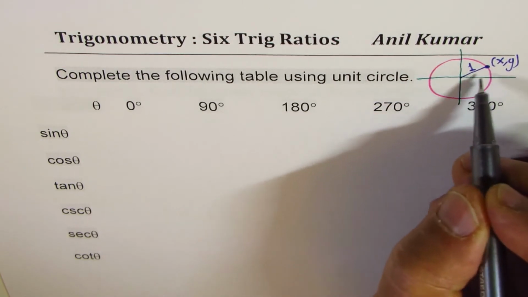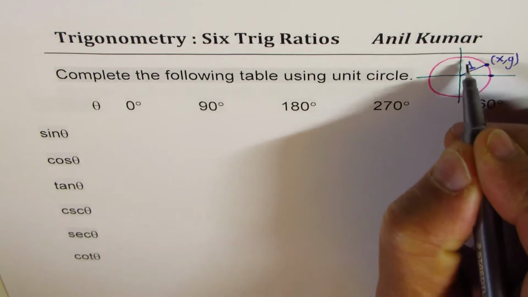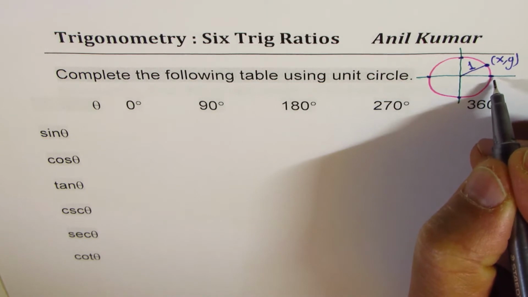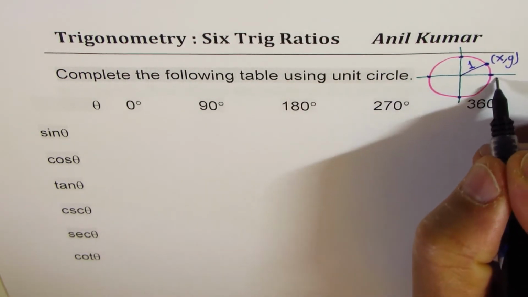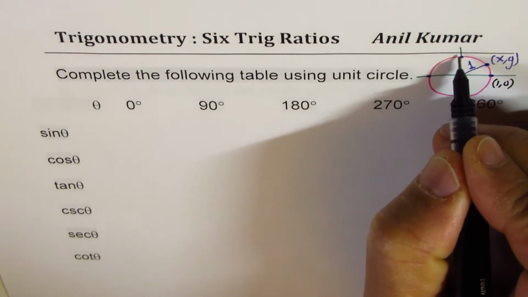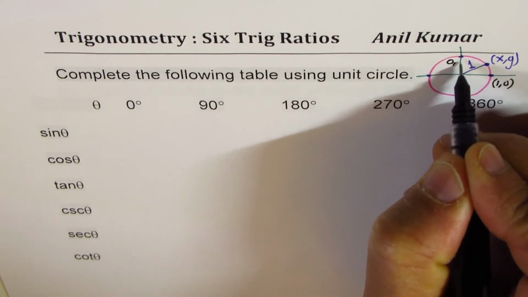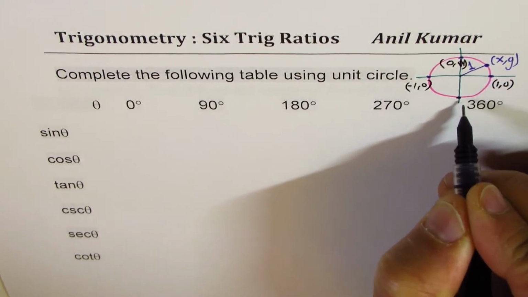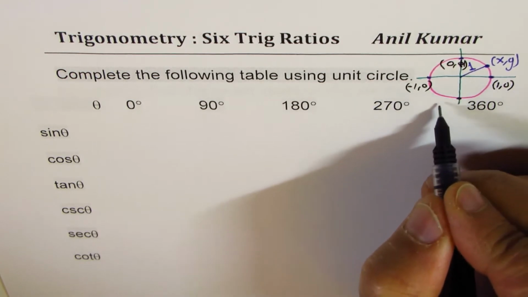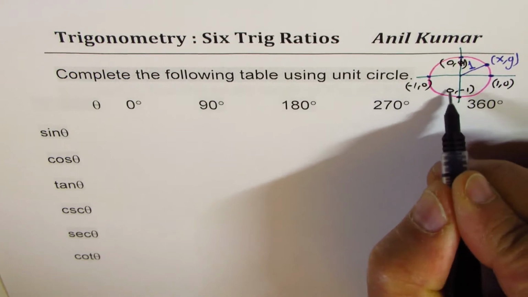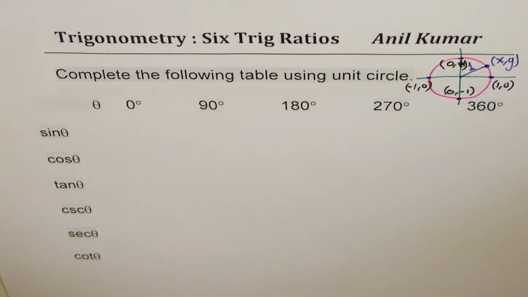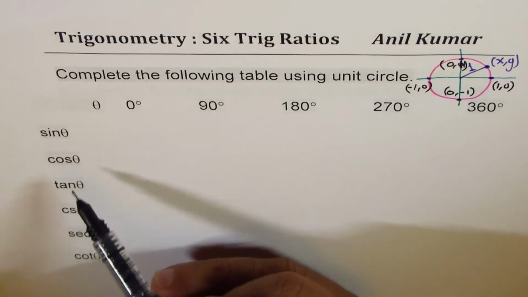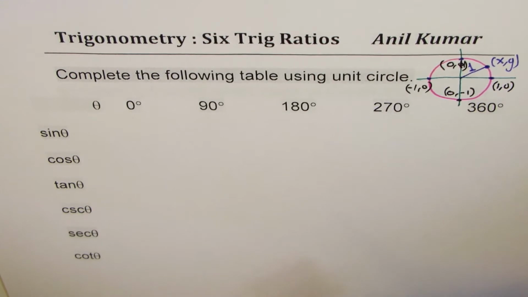Now that is the position of a point. Then what are these positions? We can write down these 4 positions. So here x value is 1, y is 0. So here the position is 1, 0. Then at this place it is 0, 1. Then here it is minus 1, 0. This point is 0 for x and minus 1 for y. So you get these 4 coordinate points, right? These 4 coordinate points can directly give you the value of sine, cosine, tan, cosecant, secant and cotangent.